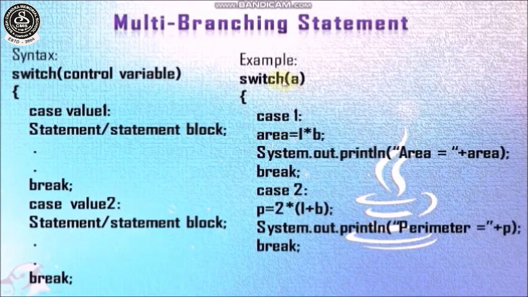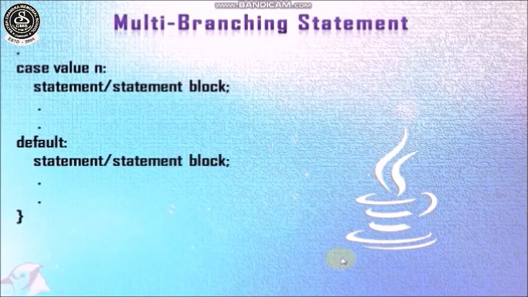Example: switch A, where A is a numeric variable. If the value of A is 1, then case 1: area equals L into B, System.out.println area, break. Case 2: P equals 2 into L plus B, System.out.println perimeter equals P, break. In this way, case value n, any number of case statements, then the statement block n will be executed.